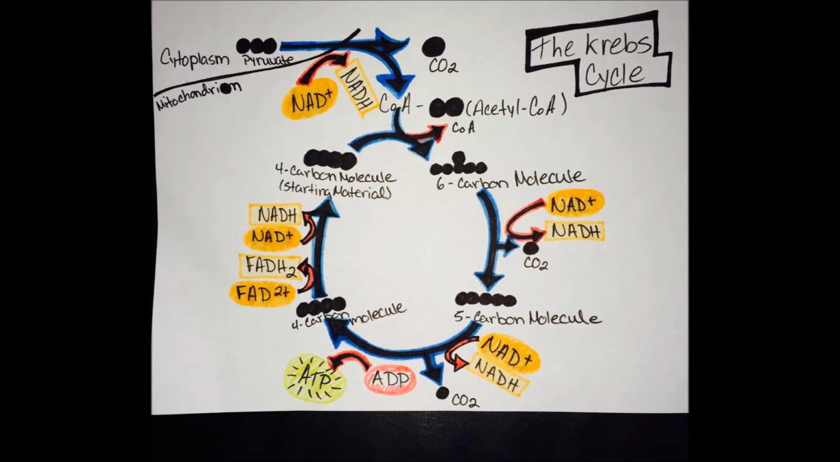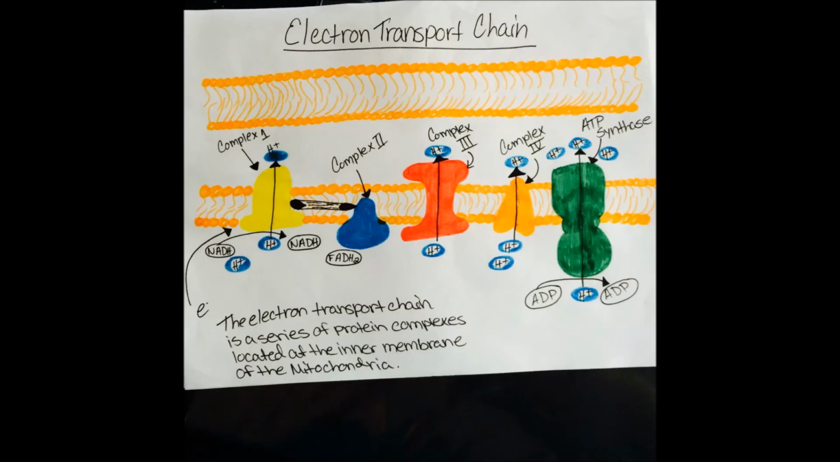Each pyruvate has 3 NADHs and 1 FADH2 per cycle. Since each glucose has broken down into 2 pyruvates, each glucose molecule can produce 6 NADHs and 2 FADH2s. The main purpose of the Krebs cycle is to make these powerhouses for the next and final step, the electron transport chain. The electron transport chain is an aerobic process, which means it needs oxygen to function.